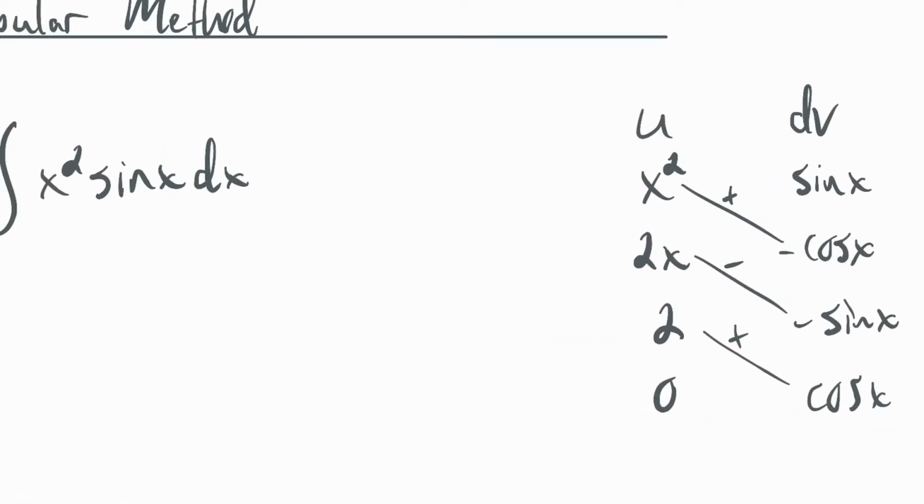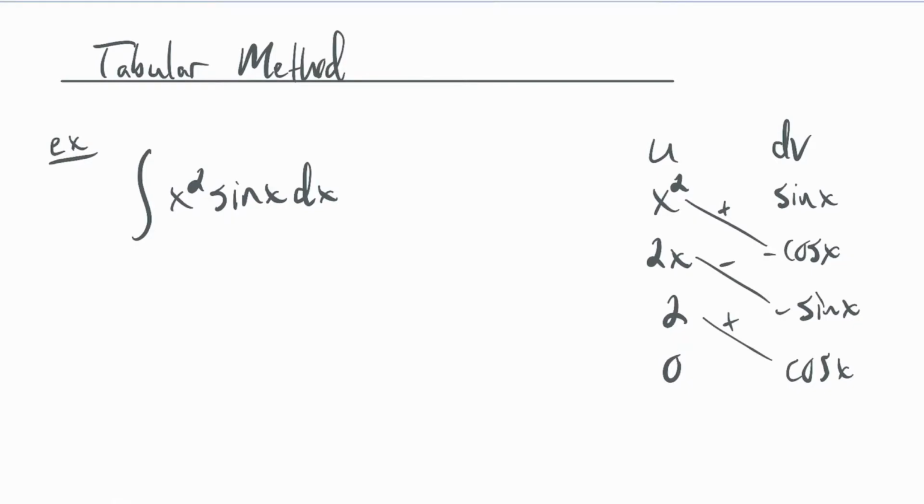So that gives me that this equals negative x squared cosine x plus 2x sine x plus 2 cosine x, and of course always plus c at the end.